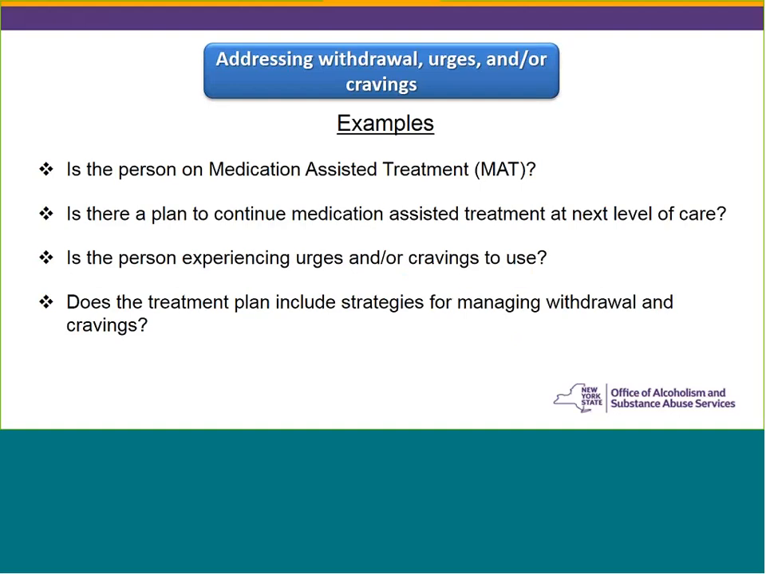You'll see that there are 4 questions included in this section. We ask if the person is on medication-assisted treatment. We want to know if there's a plan to continue medication-assisted treatment at the next level of care, and if the person is experiencing urges and/or cravings to use. If you say yes, then we want to know if the treatment plan includes strategies for managing withdrawal and cravings.